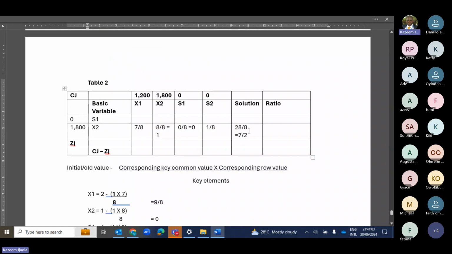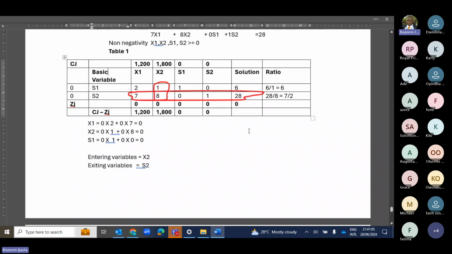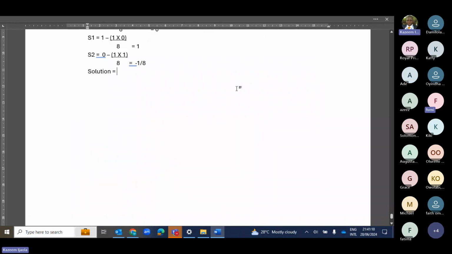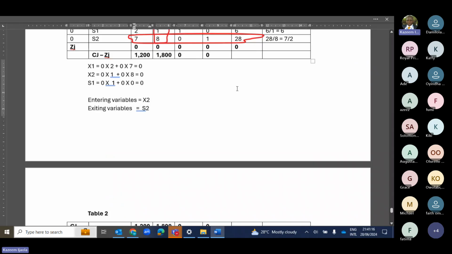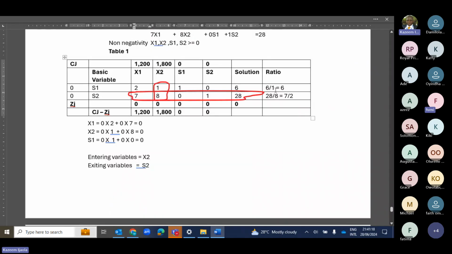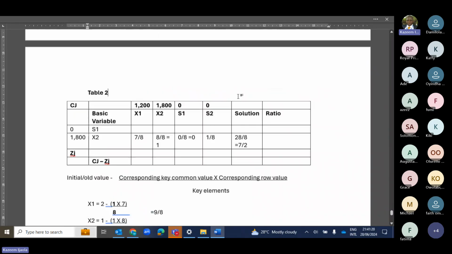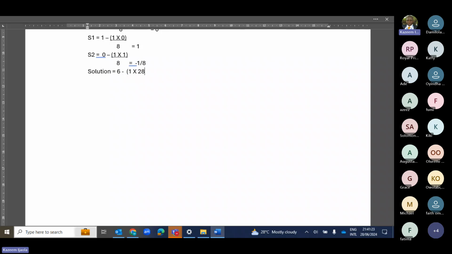So what is your value here? For this solution table from table 1, we have 6. 6 is our initial value. So it will be 6 minus 1 times the corresponding row value, which in table 1 is 28. So 28 divided by 8. So what do you have? 5 over 2. This should be 5 over 2.